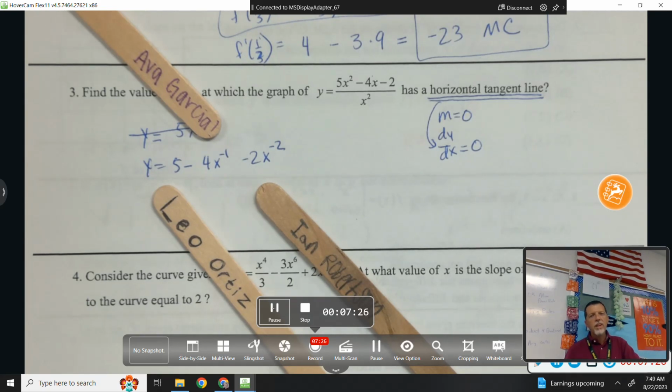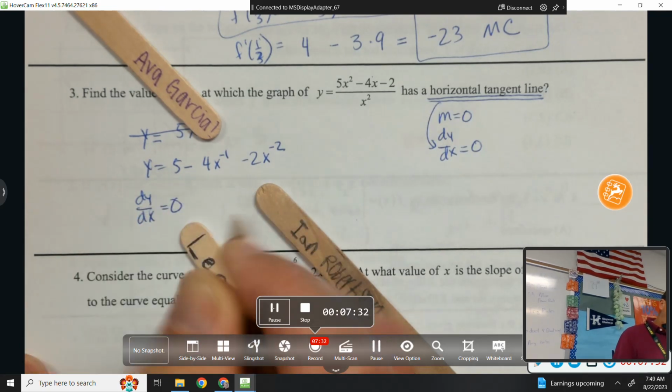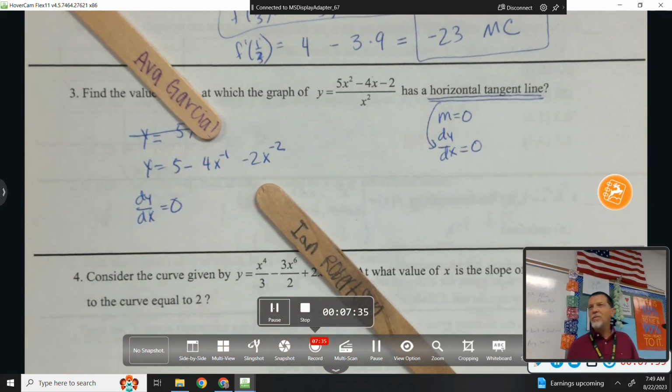Leo, Ava, Ian. Leo, what's the derivative of 5? 0. I mean, yes, that's the easy one, but sometimes people forget and they just drop the 5 down. You're like, come on, that's the easiest one.